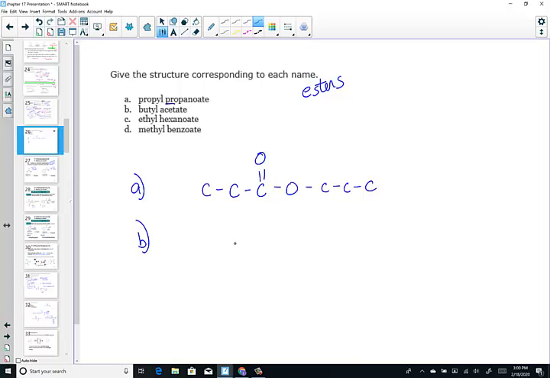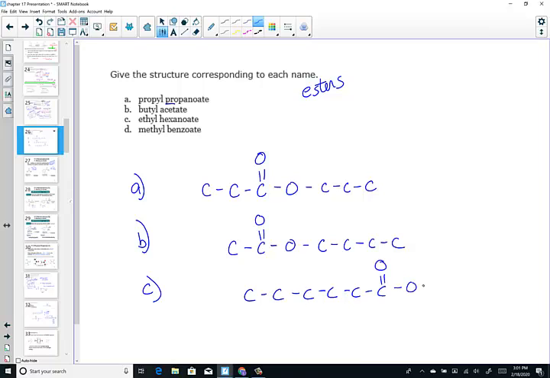Letter B, butyl acetate. Acetate is the 2-carbon original carboxylic acid, and then we'd have a butyl group with a 4-carbon chain. Letter C, ethyl hexanoate, 1, 2, 3, 4, 5, 6. There's your ester linkage, and on the other side would have an ethyl group. And in letter D, methyl benzoate, that's our aromatic ring. And on the opposite side would be a methyl. So I can give you your structure corresponding to each name just from a missed slide earlier.